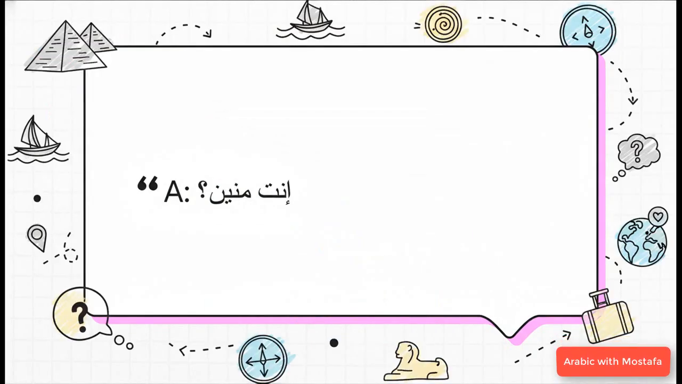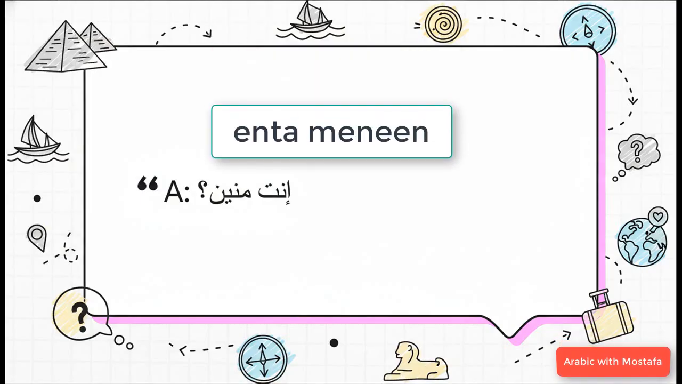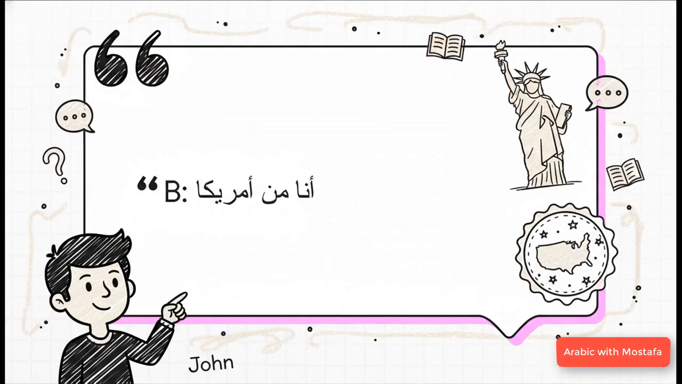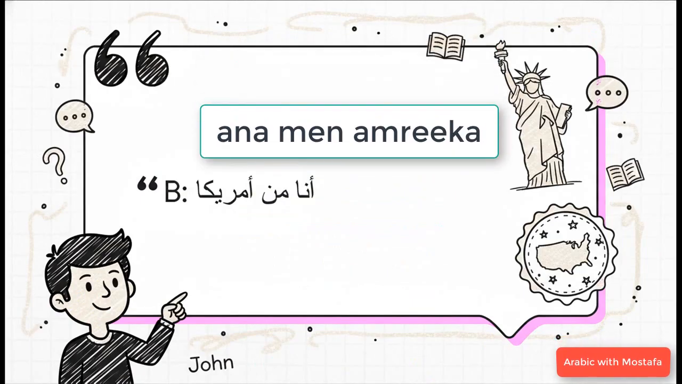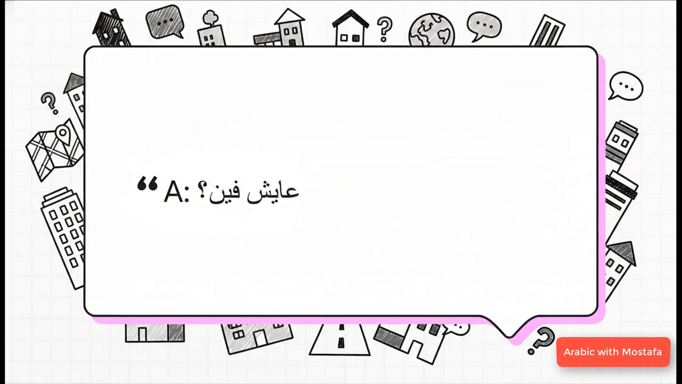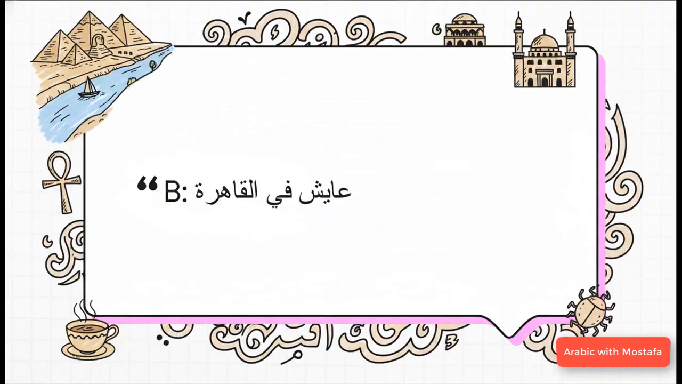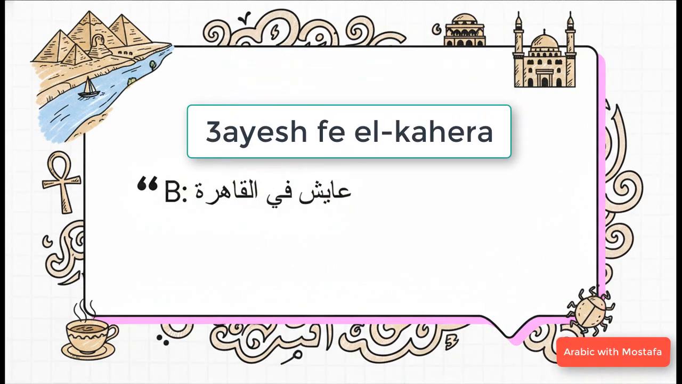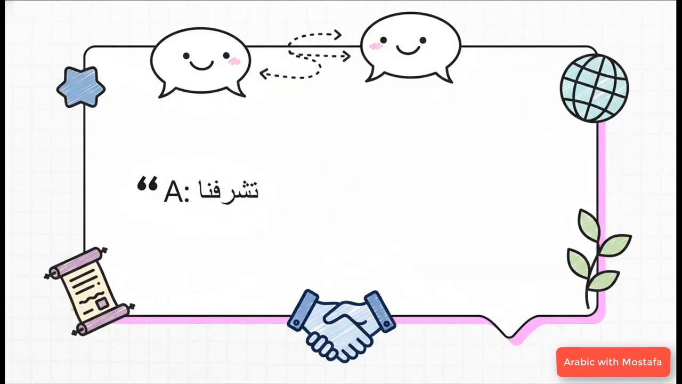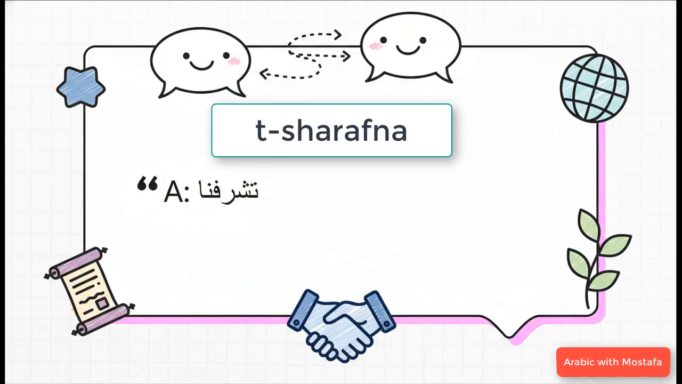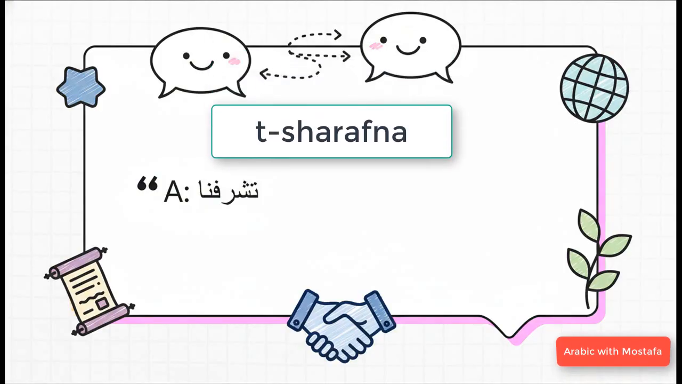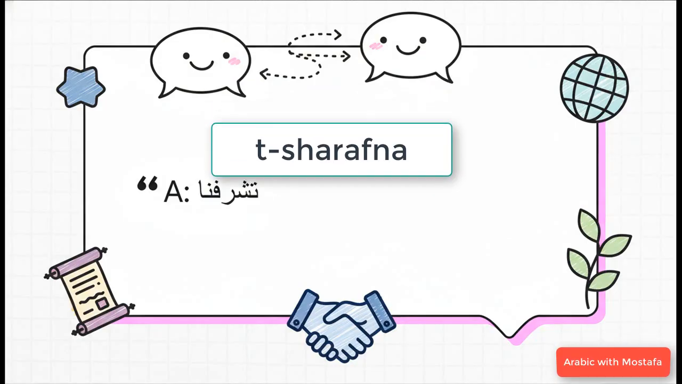And now, here comes our key phrase. Person A asks, enta minain, where are you from? John just uses the simple formula we learned. Ana min America. I am from America. To keep the chat alive, person A follows up with, enta ayish fein, where do you live? And John fills in the details by saying, ayish fil Qahira. I live in Cairo. And finally, to wrap up this friendly little exchange, person A says, تشرفنا. This is just a wonderful, polite way to say, it's a pleasure to meet you.